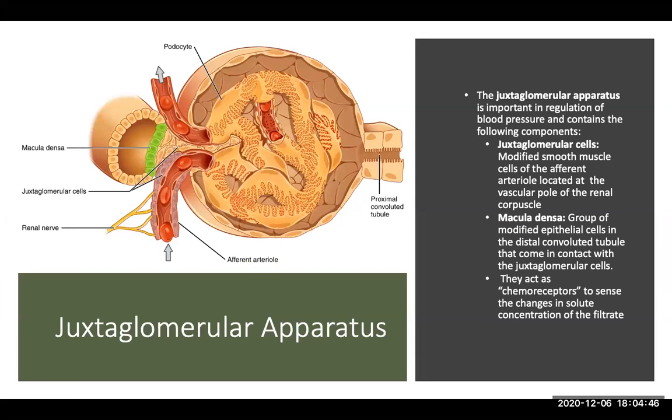The juxtaglomerular apparatus is important in regulating blood pressure and contains juxtaglomerular cells, which are modified smooth muscle cells of the afferent arteriole located at the vascular pole of the renal corpuscle. The macula densa is a group of modified epithelial cells in the distal convoluted tubule that come in contact with the juxtaglomerular cells, and they act as chemoreceptors to sense any changes in solute concentration of the filtrate.